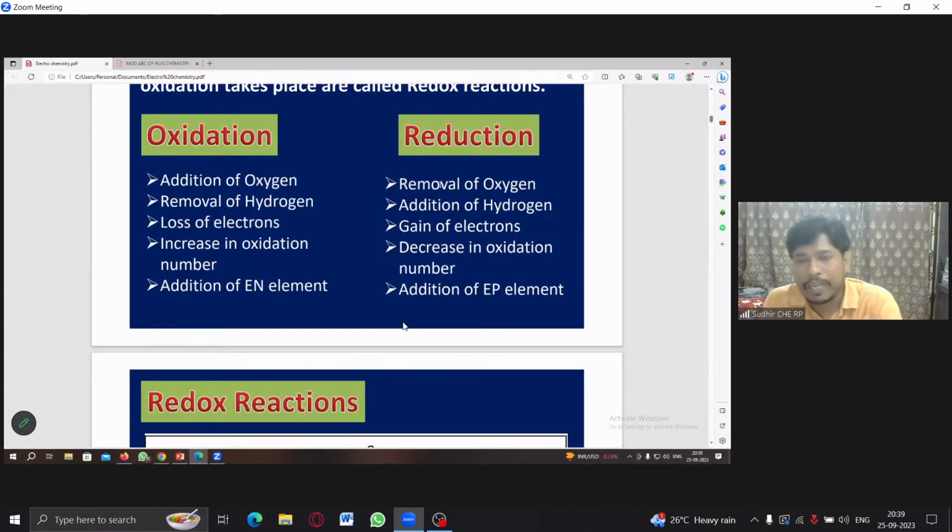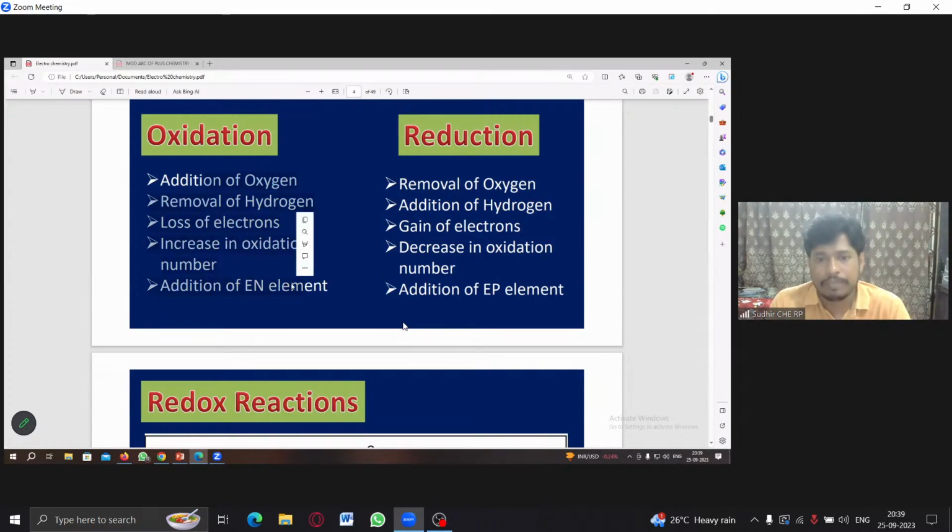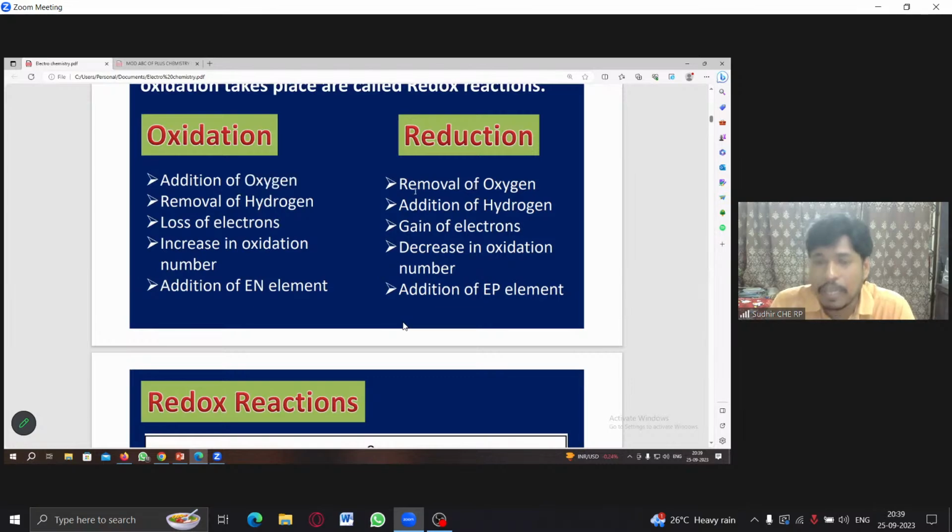When it comes to the reduction process, definition-wise, it is quite the opposite of oxidation. Compare the statements I have provided: in oxidation, addition of oxygen is called oxidation, but in reduction, as it is the opposite process, removal of oxygen is called reduction. Removal of hydrogen is oxidation, but addition of hydrogen is called reduction. Like that, we can give exactly the contrasting, opposite statements.